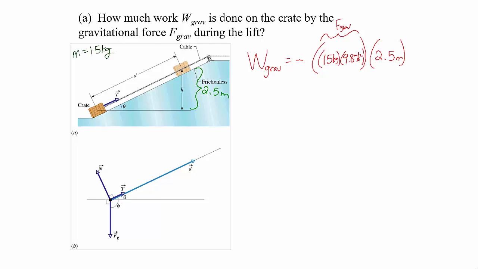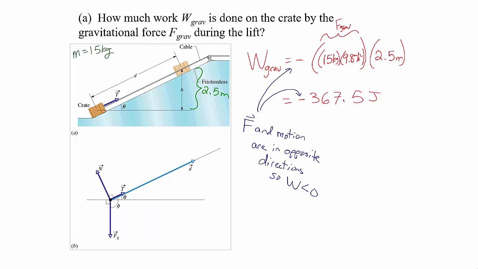All we need to know to find the work done by the force of gravity is the vertical distance that it moves. We were told that it moved a vertical distance of 2.5 meters. So the work done by the gravitational force is negative 367.5 joules. Again, that work done is negative because the force of gravity and the motion of the object are in opposite directions. The force of gravity is downward, the object was moving upwards, so the work done by the force of gravity must be negative.